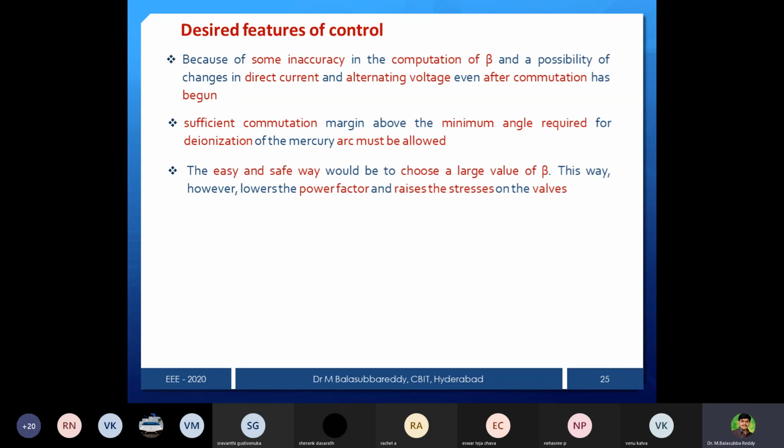An easy and safe way would be to choose a large value of beta. However, this lowers the power factor. To improve the reliability of operation, if you increase beta, the power factor will reduce and the stress on the valves will rise. That is also one of the factors I told you about for keeping a higher power factor. So valve stress will increase and power factor will decrease if I increase beta.